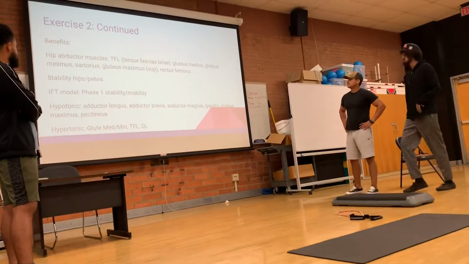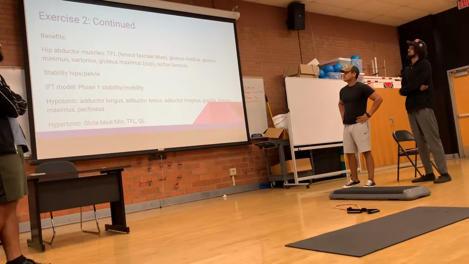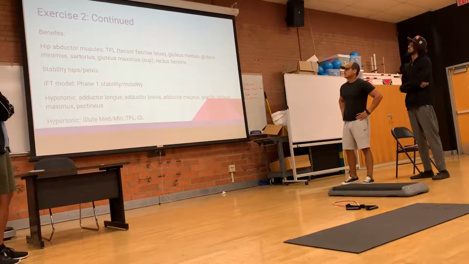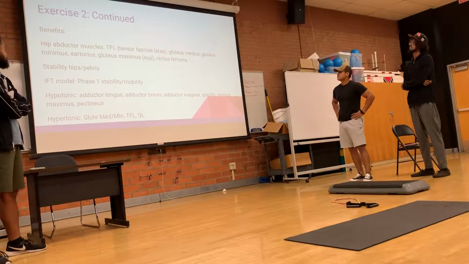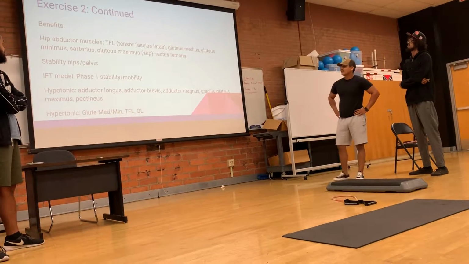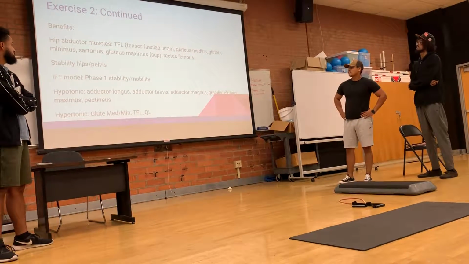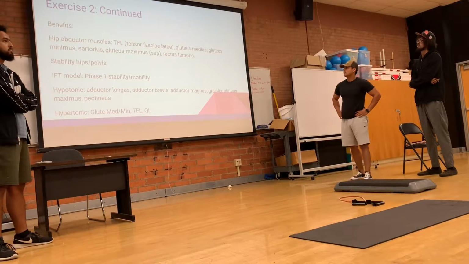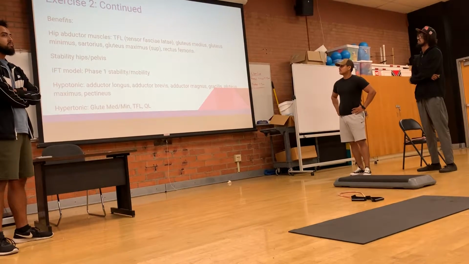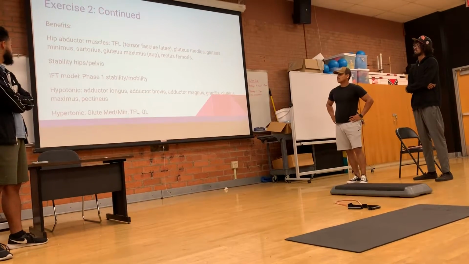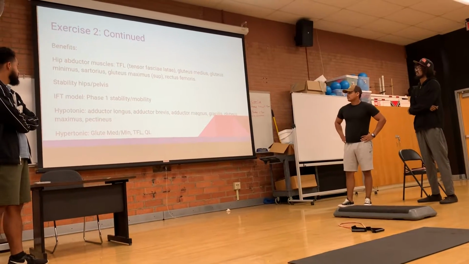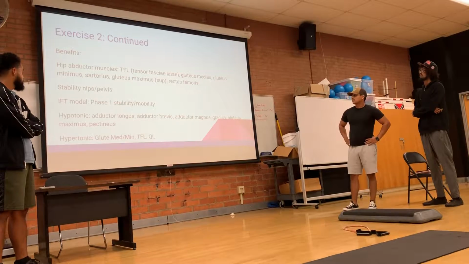For that, the benefits are you strengthen the hip abductors, so the TFL, glute medius, minimus, and maximus, the sartorius, and the rectus femoris when it's weak. It builds stability of the hip and pelvis. The IFT model is phase 1, stability and mobility. Hypotonic muscles are the adductors, gracilis, gluteus maximus, and pectineus. The hypertonic muscles are the glute muscles, TFL, and QL.